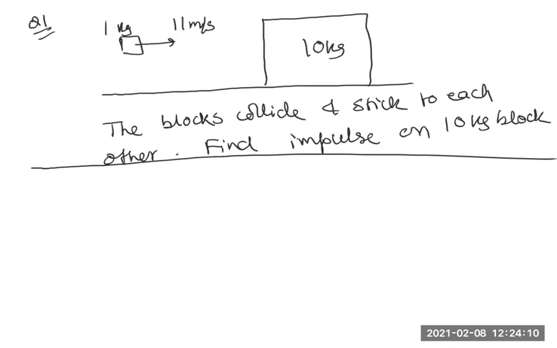No, 1 into 11 is equal to 11 into v. v is equal to 1 meter per second. This you managed to find?